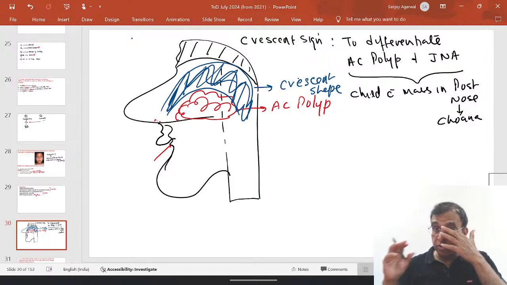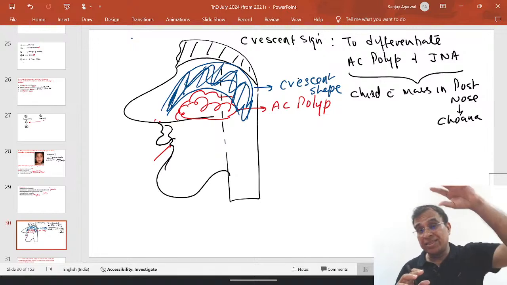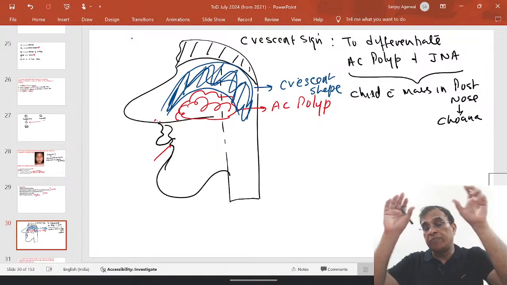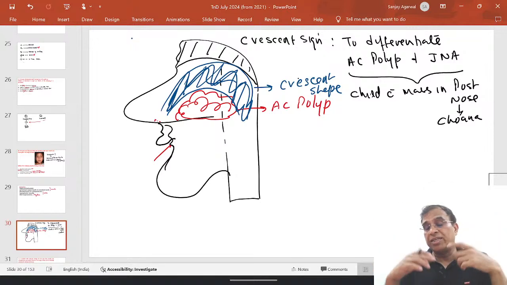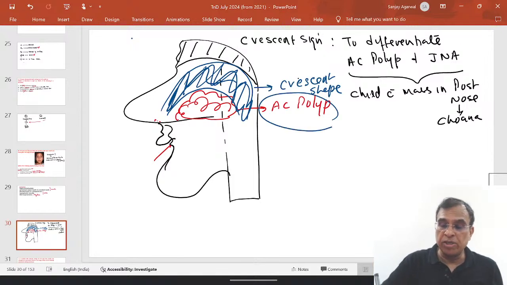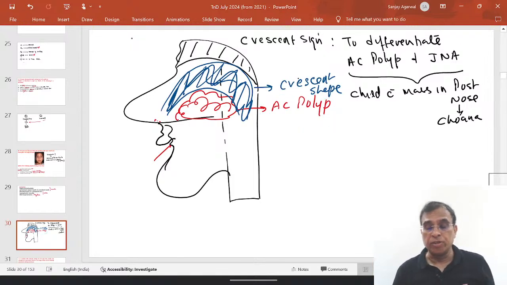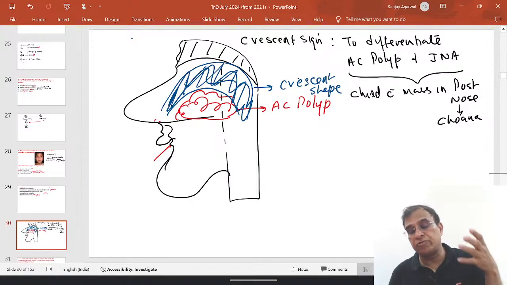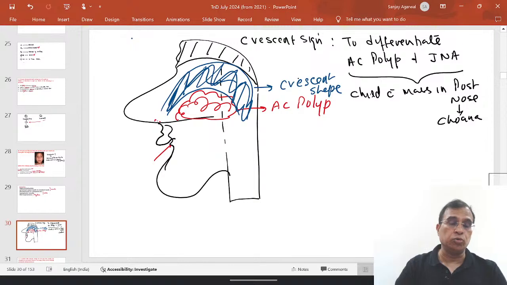So between the growth and the skull base, if you see a crescent-shaped air shadow, that is a crescent sign. It is seen in AC polyp, but in an angiofibroma you will not see any such thing, because the air is flowing through a roughly normal area. So this is the difference between the two.